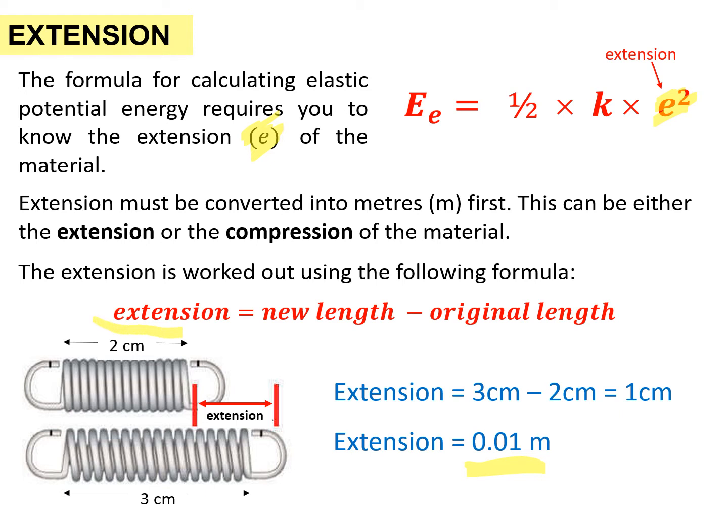There is a very simple formula for this. The extension equals the new length minus the original length. If you compress the spring, the extension will be negative, but that won't affect the energy because if you put a negative number into e squared, it becomes positive again. Okay?